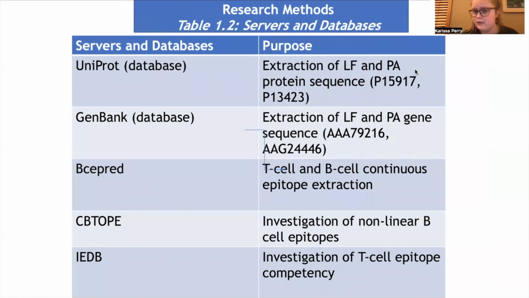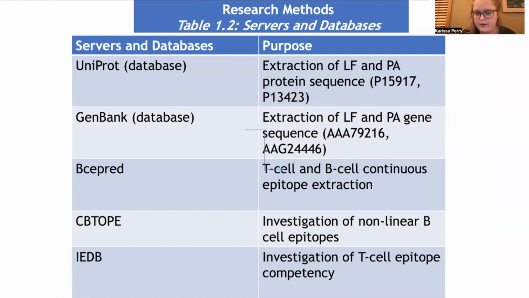UniProt is a database, and it was used for the extraction of LF and PA protein sequences, and these are the accession numbers that they used. GenBank was used in similar methods, except the gene sequence, or genetic sequence, the nucleic acids, of LF and PA were extracted, and these are the accession numbers.